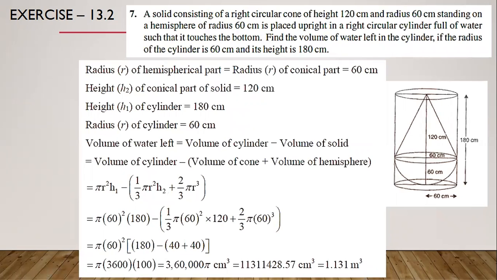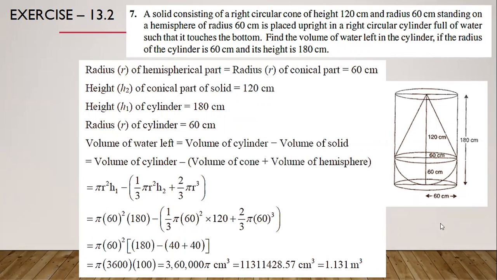Now moving on to the seventh one, a solid consisting of a right circular cone of height 120 centimeter and radius 60 centimeter standing on a hemisphere of radius 60 centimeter is placed upright in a right circular cylinder full of water such that it touches the bottom. Find the volume of water left in the cylinder if the radius of the cylinder is 60 centimeter and its height is 180 centimeter. So what is given to us?